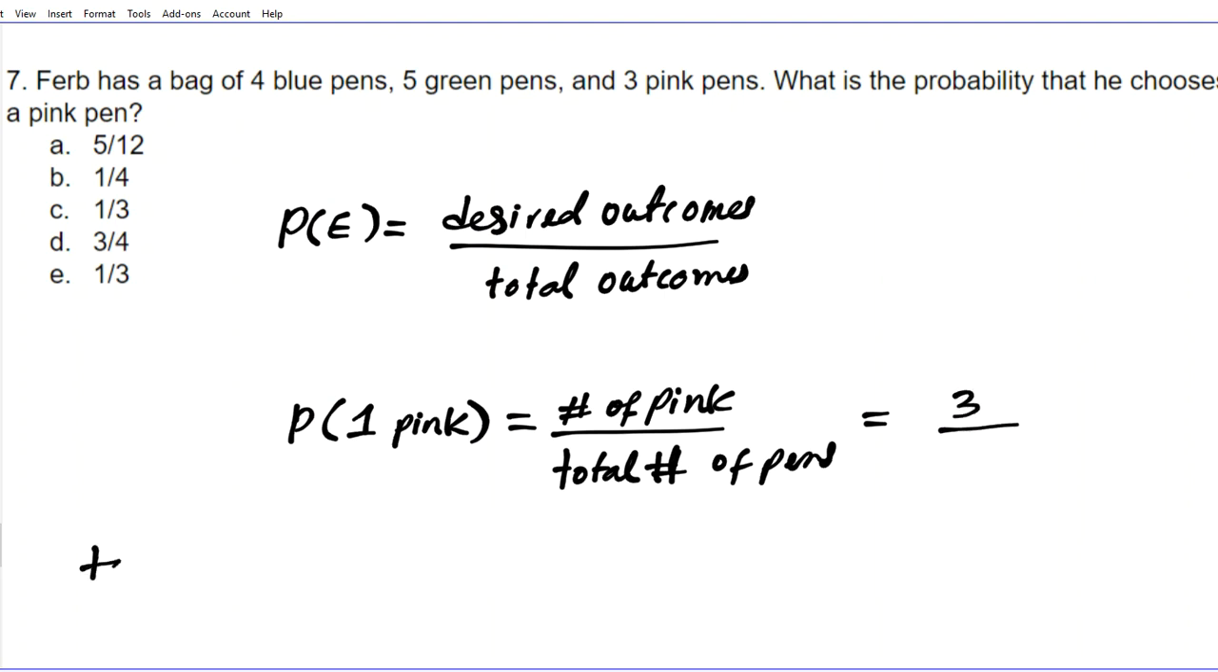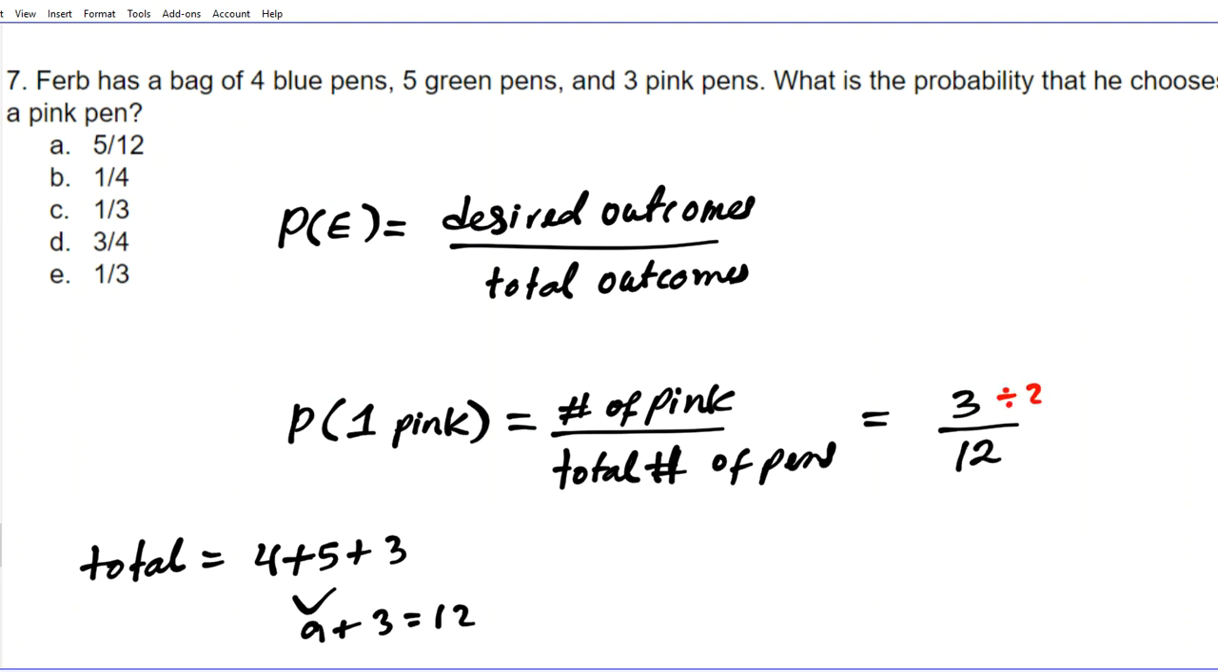And then the total number of pens is going to be 4 plus 5 plus 3. So we have 9 plus 3, which is 12. Okay, so it's going to be 3 over 12. And we can simplify that by dividing by 3, top and bottom. And your final answer will be 1 over 4. Answer is option letter B.